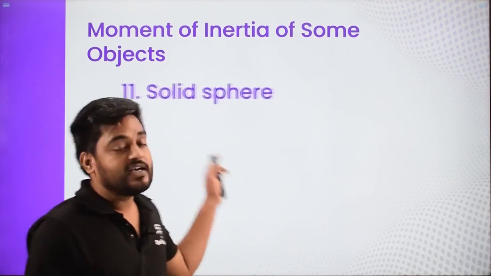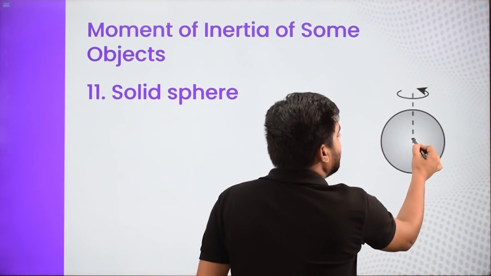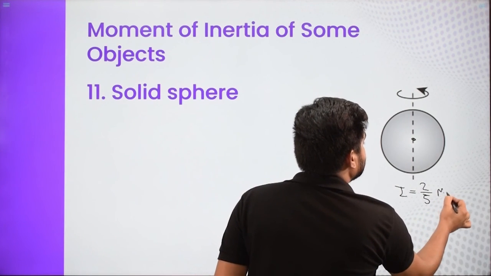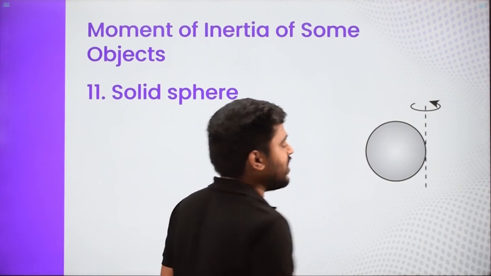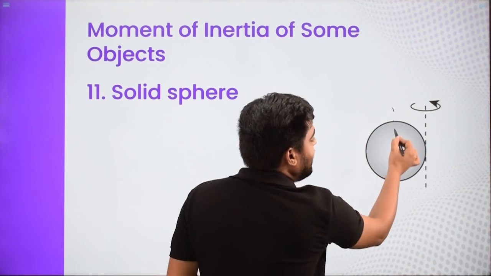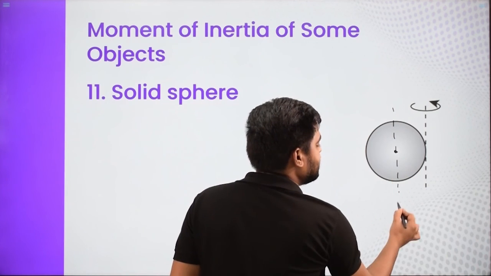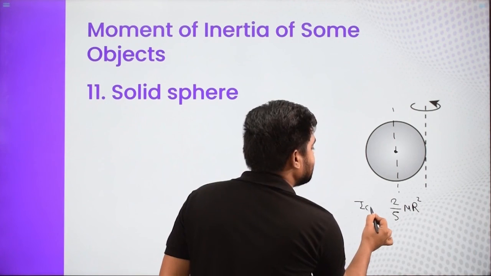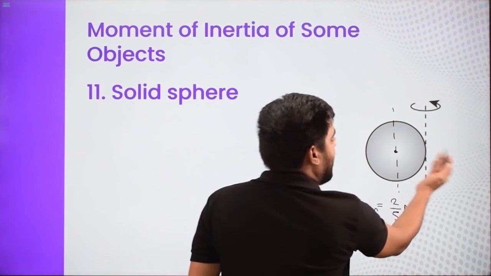Next object is a solid sphere. Again, an axis which passes through its center: the moment of inertia about that axis is given by 2 by 5 MR square. And if we have to find the moment of inertia of the same solid sphere about an axis passing through its tangent, I am doing the same thing which I did with the hollow sphere. The moment of inertia about this axis is 2 by 5 MR square, and I am going to call this ICM because this axis passes through the center of mass and is parallel to our given axis.